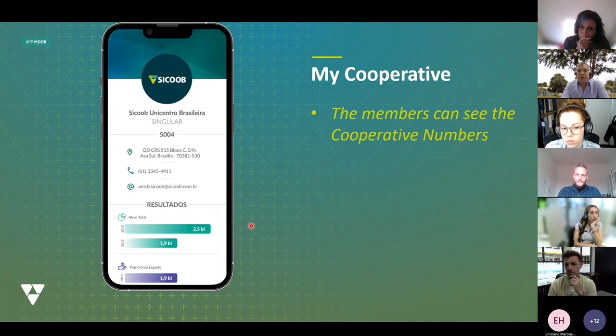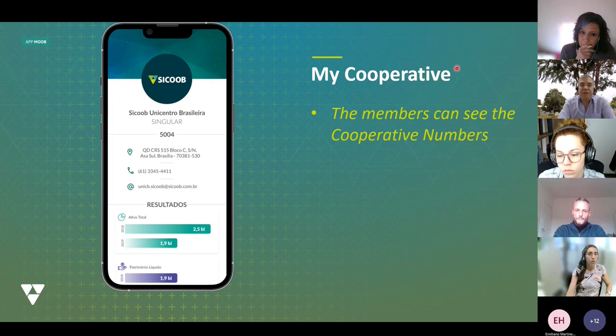We have another section that is my cooperative, or my credit union. We have a range of credit union data, including total assets, adjusted shareholder equity, credit operations, results, and number of members. By providing this information, we aim to maintain a simple way to visualize the credit union numbers.